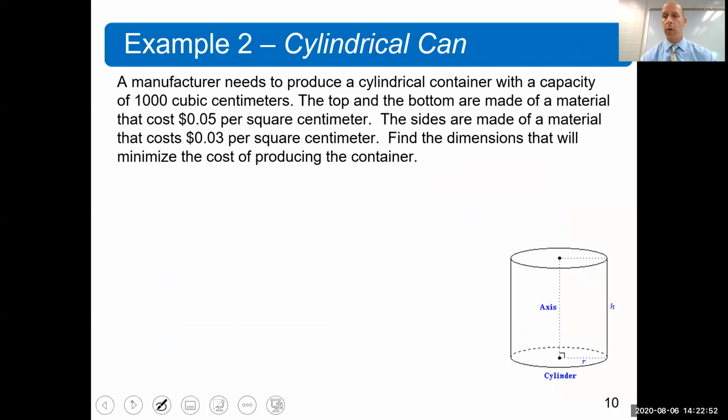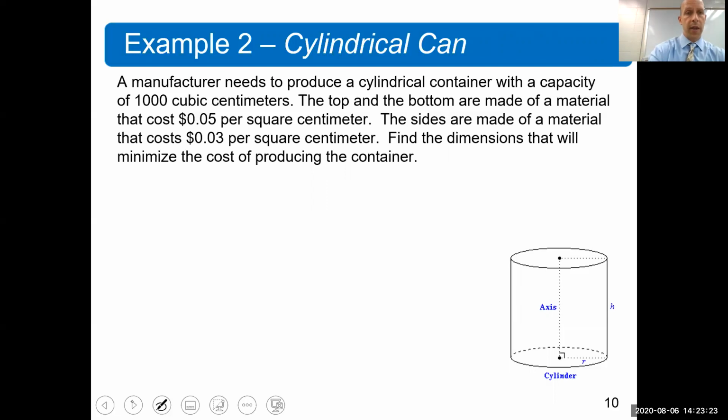So we've got this cylindrical can, and we know that its capacity is 1,000 cubic centimeters. We know that the top and the bottom are made of some material that costs 5 cents per square centimeter. The sides are made with material that's 3 cents per square centimeter. We're trying to find the dimensions that will minimize the cost, which kind of makes sense. If I'm making a product and I want it to hold 1,000 cubic centimeters, I want to try to minimize how much it costs me to make those cans.